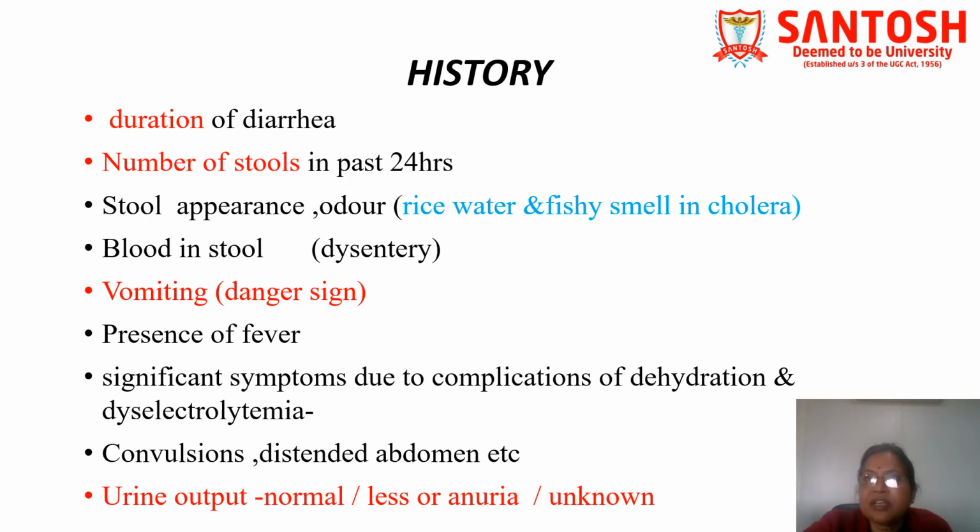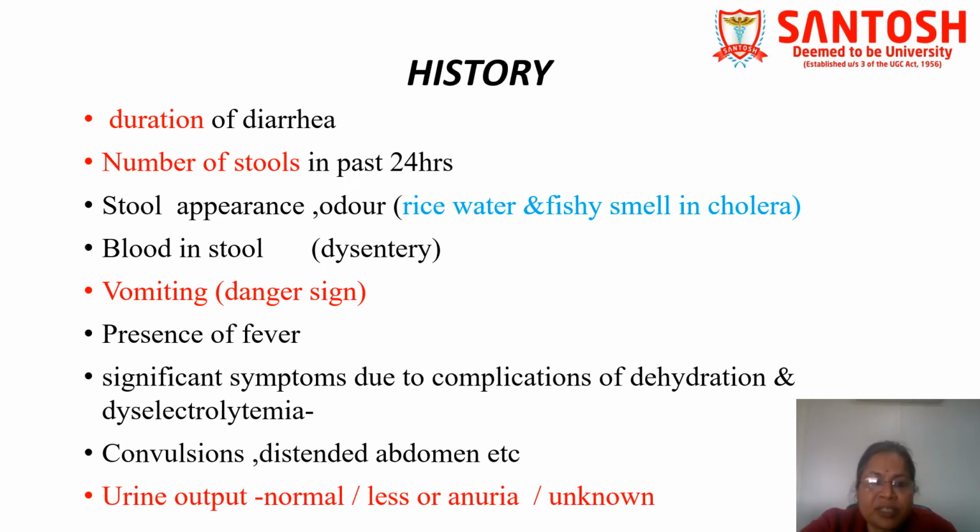Vomiting has been considered as a danger sign. The reason is very clear. Whatever the fluid or diet mother is giving, that is not being taken. So baby is losing the fluid but is unable to take it. So he is more prone to dehydration in comparison to a baby who has simple loose motion but no vomiting.